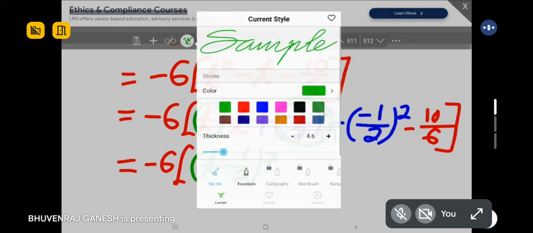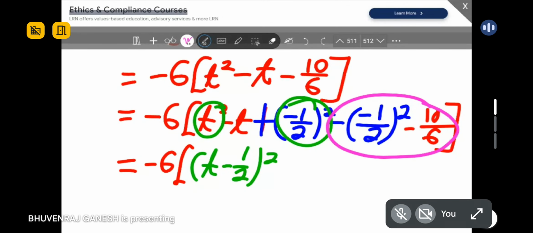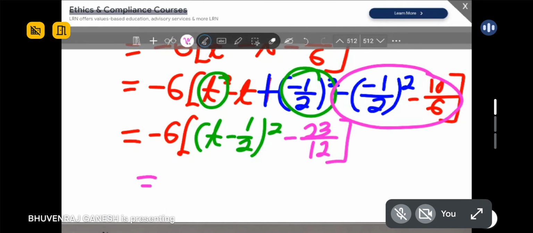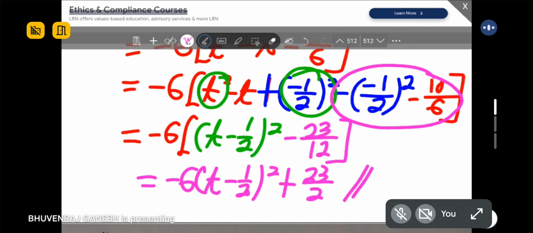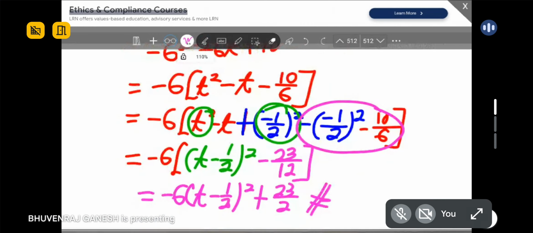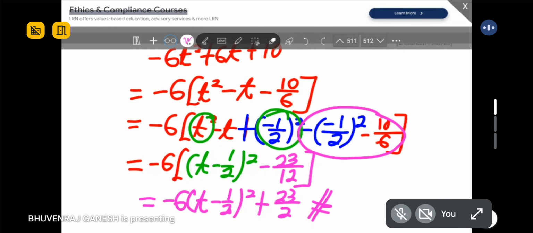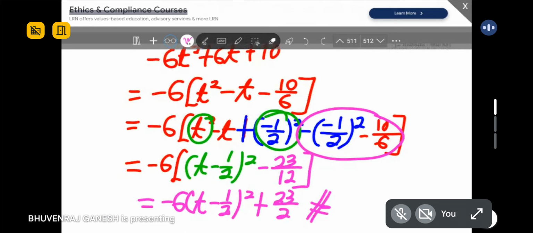And then this one, you just press calculator. This whole thing here, press calculator. So how much you get? You will get negative 1 over 4 minus 10 over 6. So the answer is minus 23 over 12. So you will get final answer negative 3 (t minus half) square plus 23 over 2. This is vertex form, guys. Paham? Do you guys understand the process? So this is how you answer completing the square. Penyempurnaan kuasa 2. Alright.